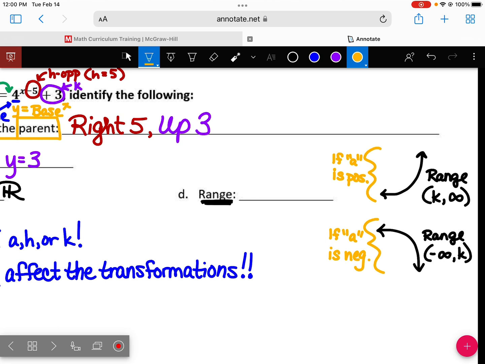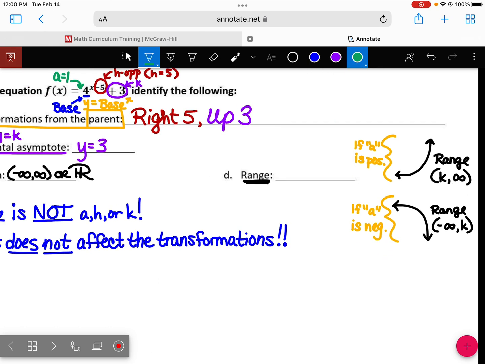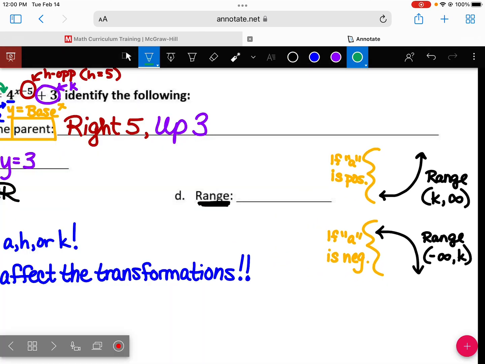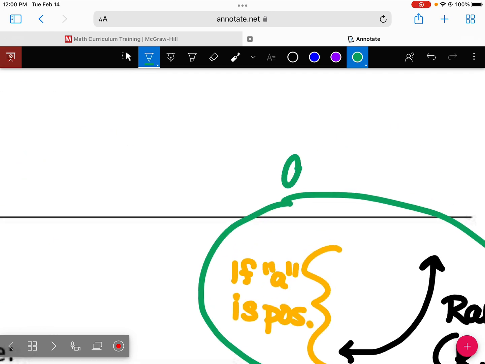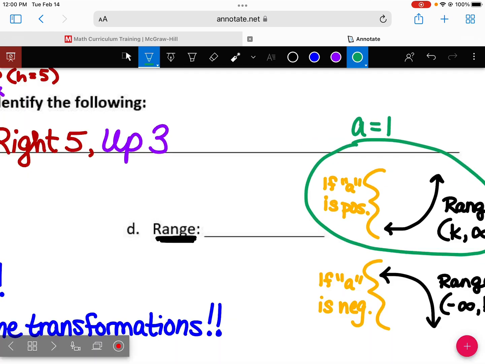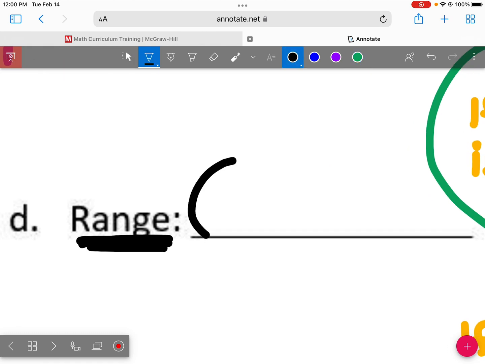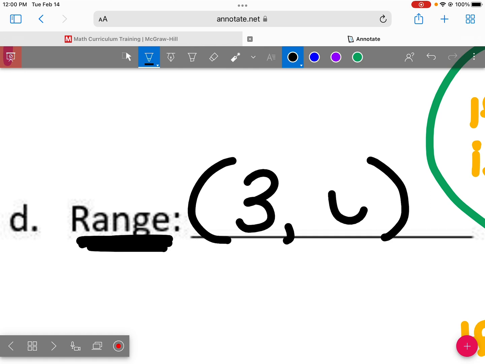Did we say our a value was positive or negative? Positive, because we said it was a positive what? Positive 1. So we're going to go with this one. a is 1. So what would my range be then? 3 to positive infinity. Here's my k.